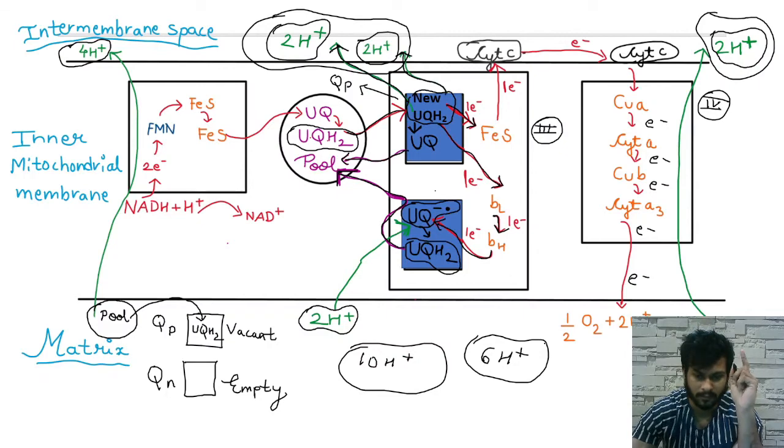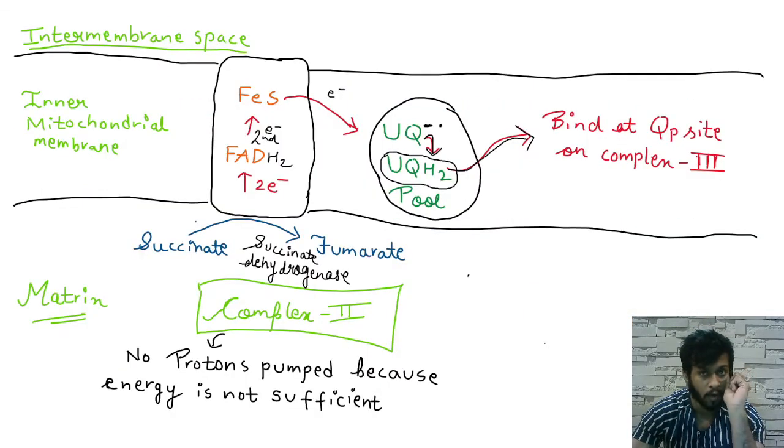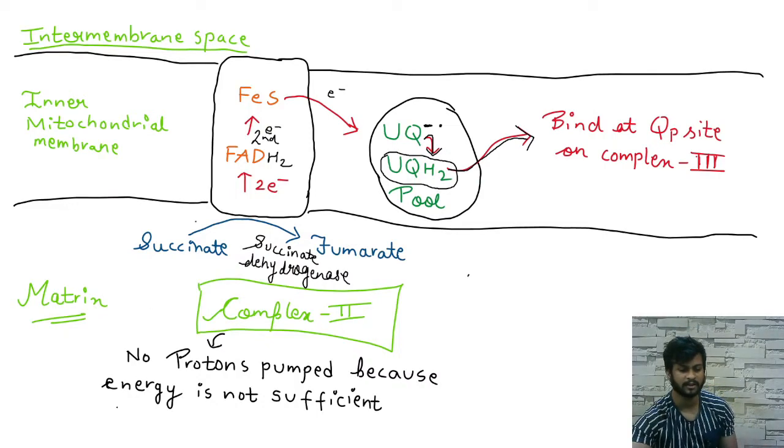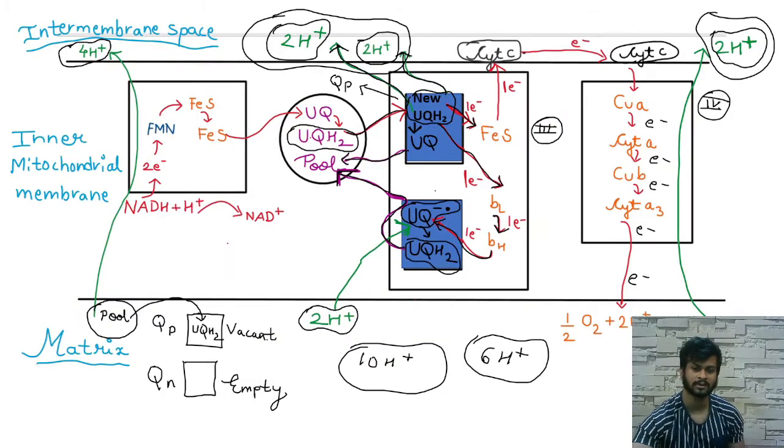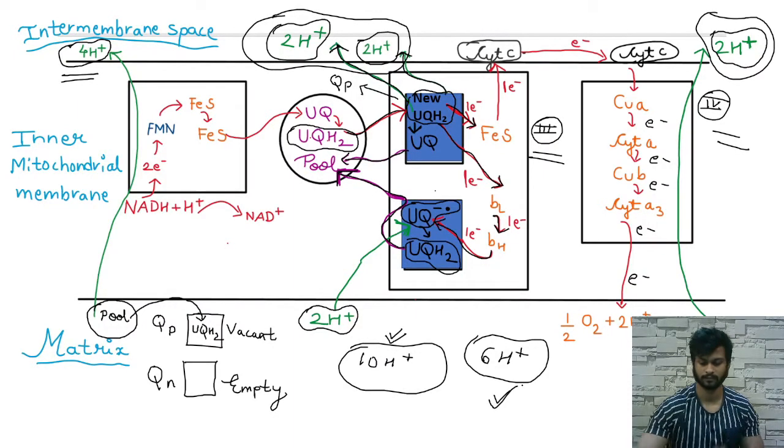Okay. But complex 2 will not pump any protons from the matrix to the intermembrane space because the energy is not sufficient. The protons are getting pumped from complex number 3 and complex number 4. When complex number 1 is also there, then 4 plus 2, we will get 10 protons. And when complex number 1 is not there, we will get 4 plus 2, that is 6 protons.